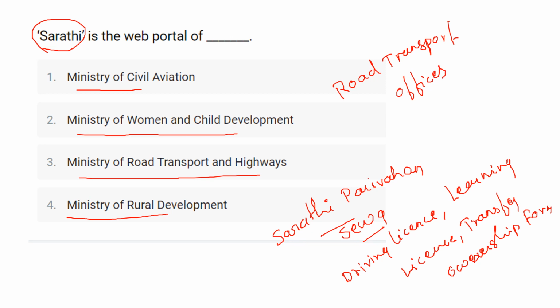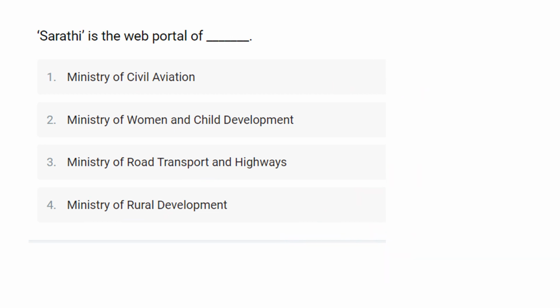With the help of Parivahan Seva Sarthi, all the work related to the license, like the issue of a learning license, permanent driving license, change in any detail, etc., is done digitally. So here Sarthi is a web portal of the Ministry of Transport and the Highways. That means the correct answer will be option number 3.